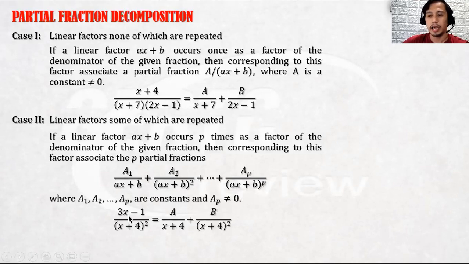Example: 3x minus 1 all over x plus 4 quantity squared is equal to A over x plus 4 plus B over x plus 4 squared. As you see, because it is squared, there is this term and there is also this term. It is like this.